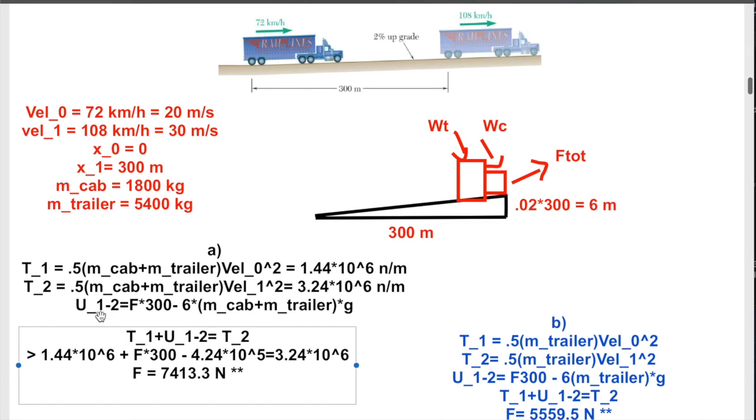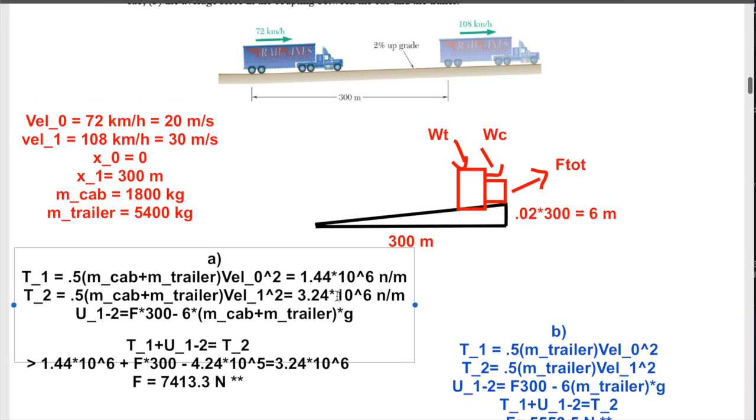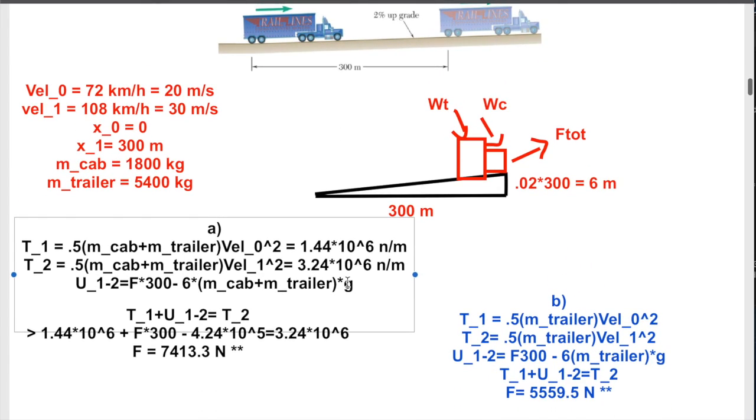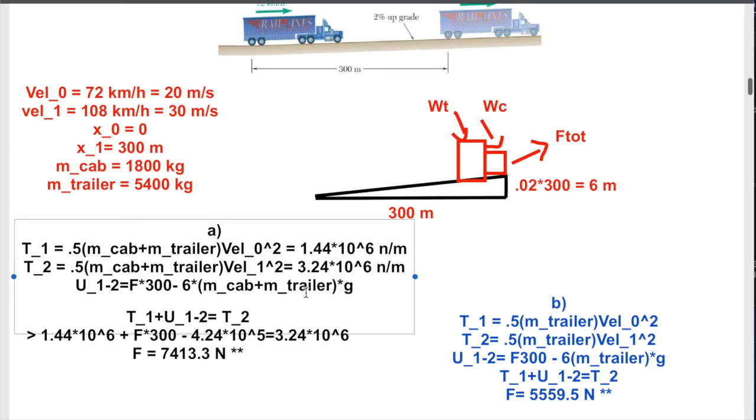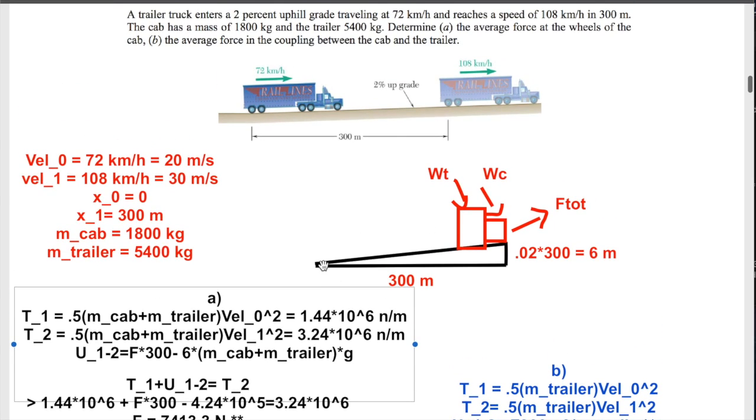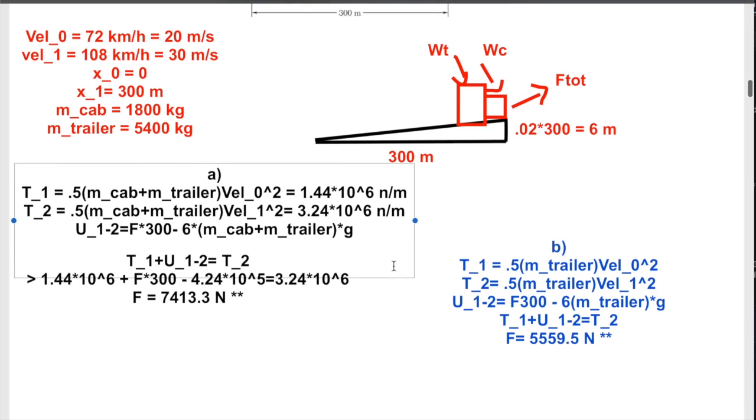And the change in energy is the force, the force at the wheels times the distance minus what is it? H G and the total mass, and that's just the change in potential energy right here, because it's moving up. So some of that energy is converted into potential energy.